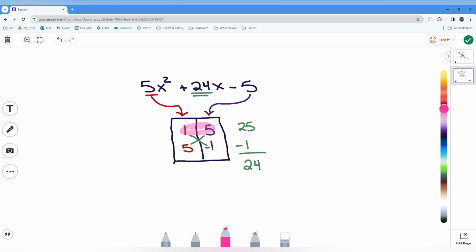Now I can see my factor pairs here. I am going to have a 1x or just x with a plus 5. And in the other bracket, we will have 5x with that minus 1. And there is now a factored trinomial.